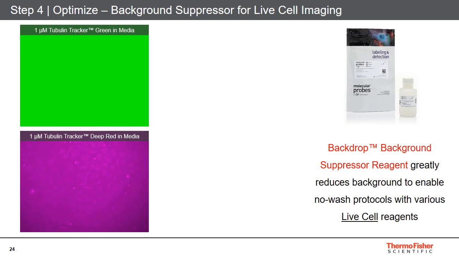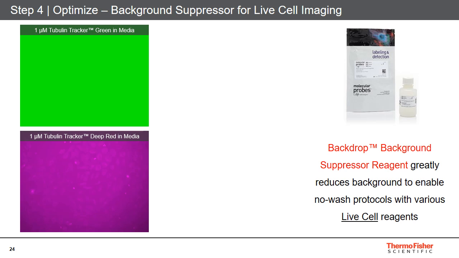Now, another approach that one can take specifically in live cells is the use of a background suppressor. This is achieved with a different reagent called BackDrop background suppressor. The way that this works is that it's a reagent that quenches any signal outside of living cells. It's a dye that's a general quencher of fluorescence, but it is not cell permeable.